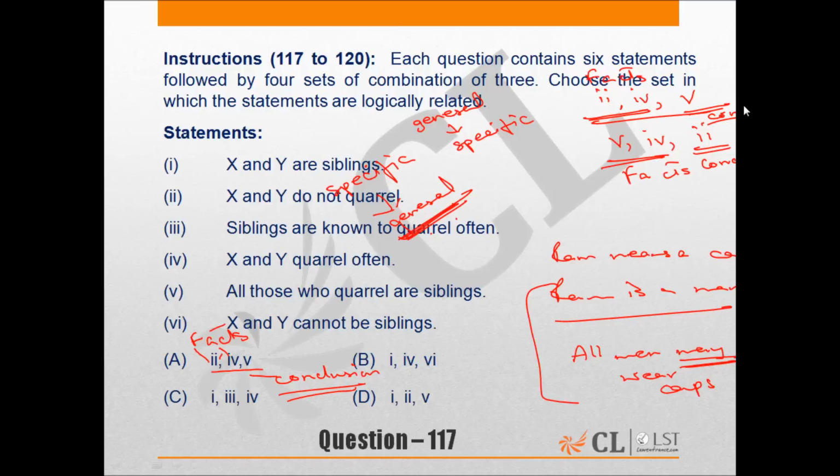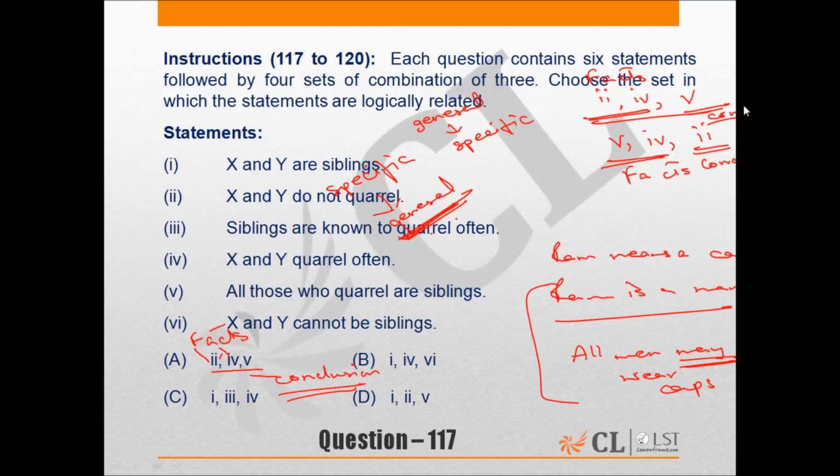Now, if I look at solving this question, A gives us 2, 4 and 5. Statement 2 says X and Y do not quarrel. 4 says X and Y quarrel often. In this particular case, I can straight away see that 2 and 4 are contradictory. Hence, no conclusion can be drawn. We do not even need to look at statement 5. We can straight away reject option A. Just to confirm, 5 says all those who quarrel are siblings, but 2 and 4 do not even tell us whether X and Y are siblings at all. Hence, 5 clearly does not follow. A will not be right.